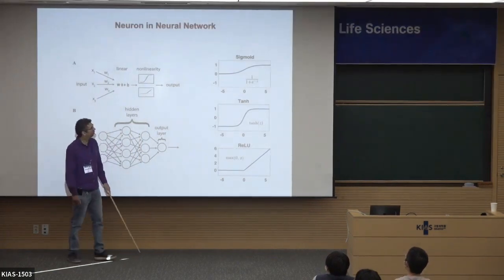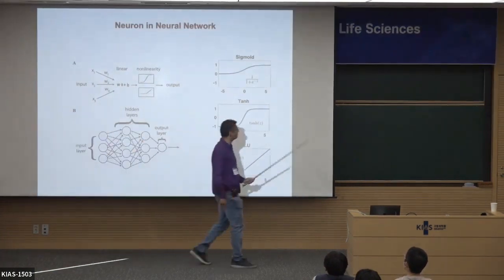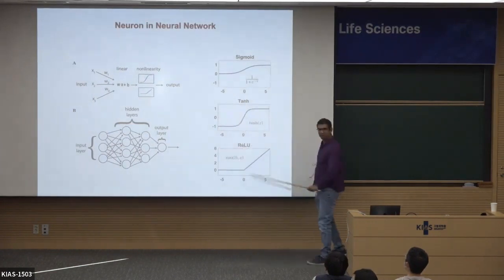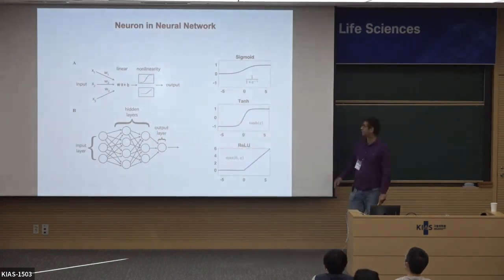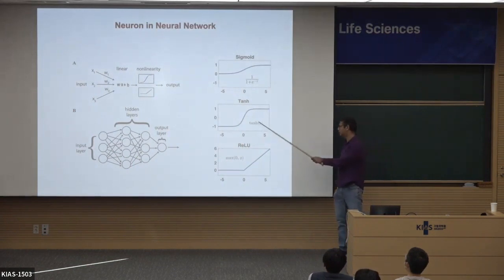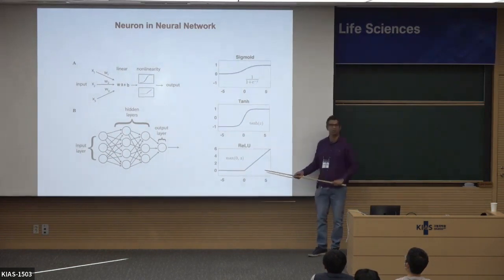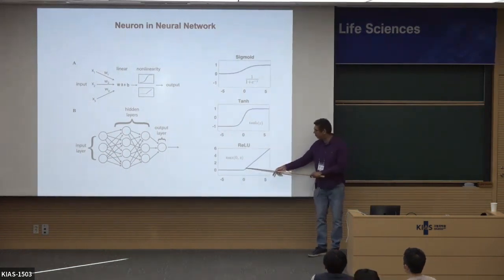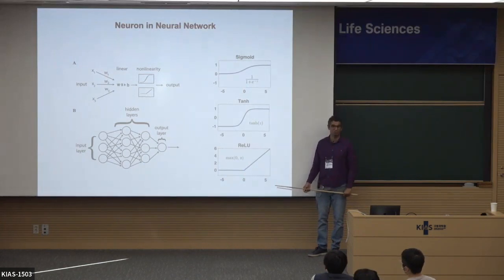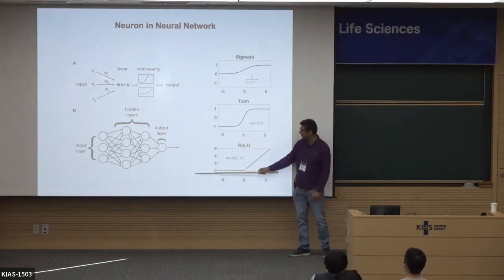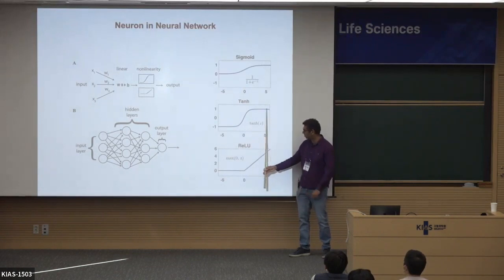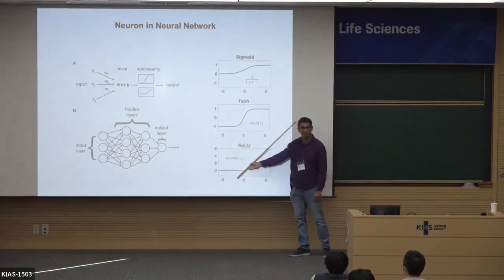In the old days, the nonlinearity used to be this kind of Fermi function that was very famous, or this tanh. But in recent times, people have figured out that the most commonly used thing, which is much more computationally normal, is called a ReLU, a rectified linear unit, which is zero below the threshold and linear above it.